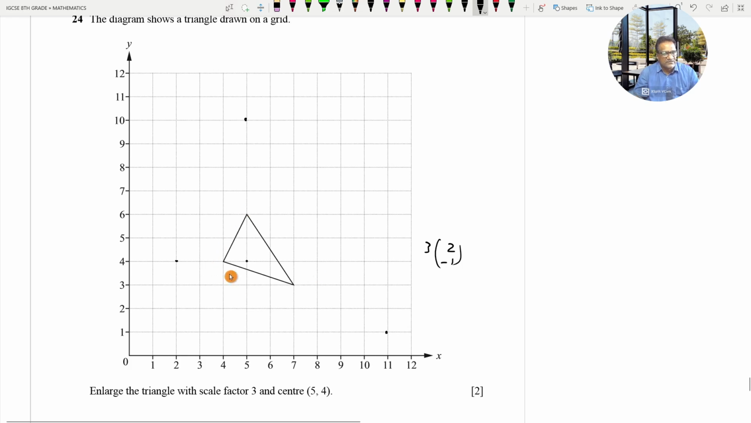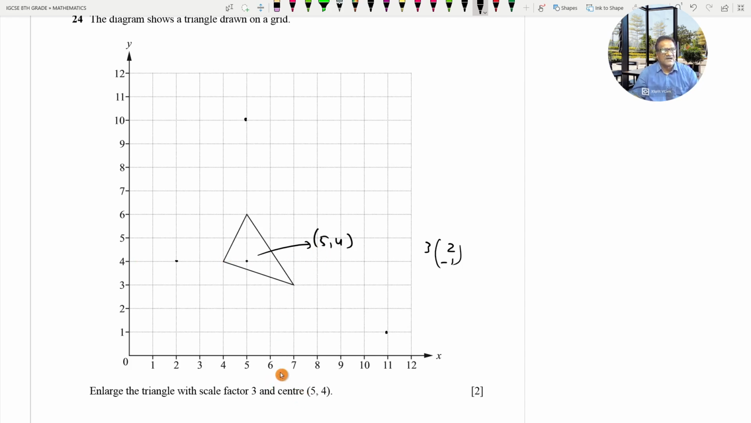He has given you a triangle, and a grid is also given in the background. Enlarge this triangle with a scale factor 3 and center 5 comma 4. So already this object triangle is given to you. This point, can you see, this is your center of enlargement. It is 5 comma 4, isn't it? Can you see, if you come down on the x-axis, it is 5. If you go on the y-axis, it is 4. So 5 comma 4 is the center of enlargement.